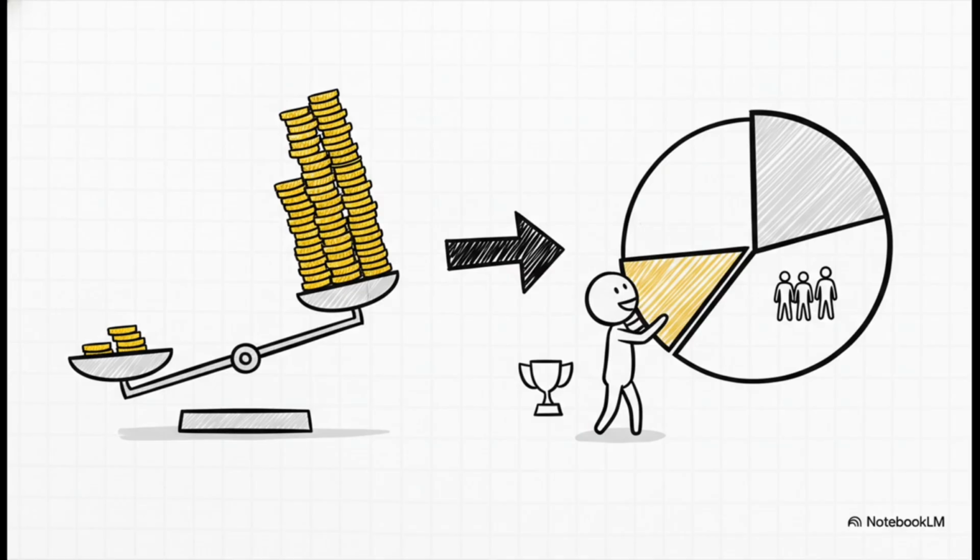You might also hear this called carried interest. This is where the rest of the profit gets divided up. But, and this is the whole point, it is not split 90-10 based on who put in the money. This is the GP's big reward for a job well done.